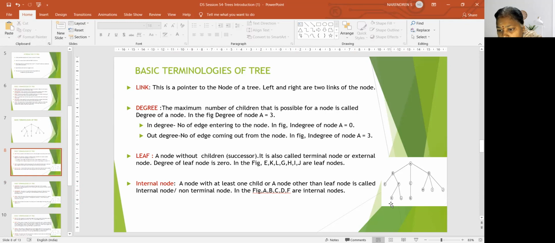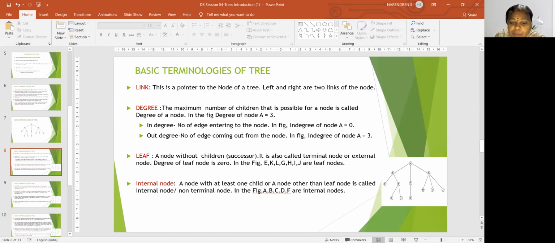So here K is not having children, L is not having children, G is not having children. Similarly H, N, I, J are not having children. So these are all called leaf nodes. We can also call a leaf node a terminal node, and also an external node.